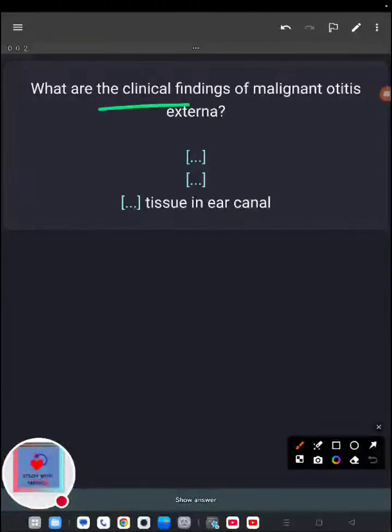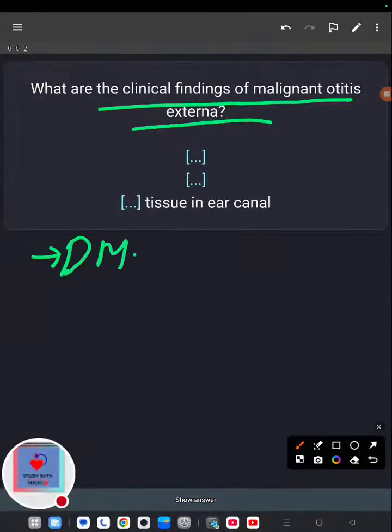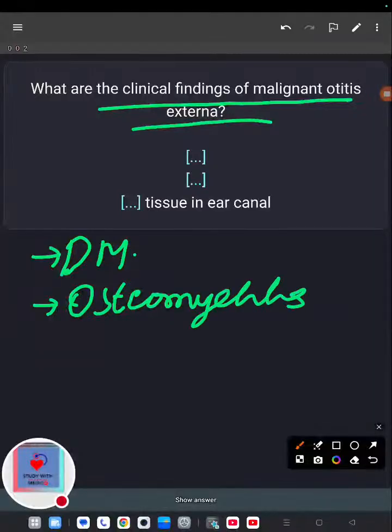What are the clinical findings of malignant otitis externa? So what will be there? Let me refer to all the points. First, what is malignant otitis externa? It is the infection of otitis externa in older patients with diabetes mellitus. It can lead to osteomyelitis.